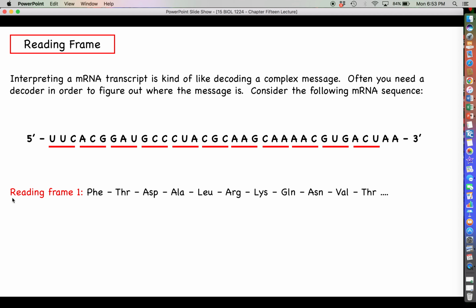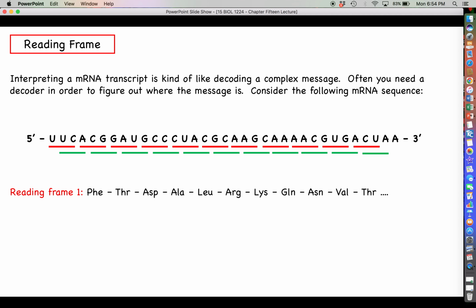If this is what we choose as our reading frame, ignoring the fact that we need a start codon, then the reading frame here would be phenylalanine, then threonine, then aspartate, then alanine, leucine, arginine, lysine, glutamine, asparagine, valine, threonine, and so on and so forth. Again, ignoring the fact that we ordinarily would need a start codon. So that is one reading frame.